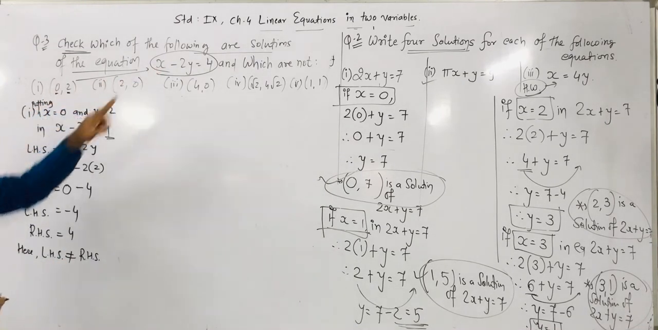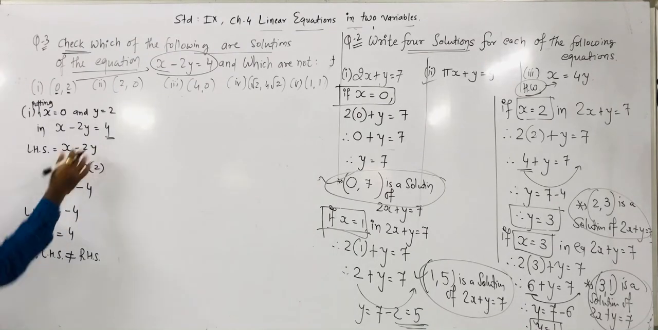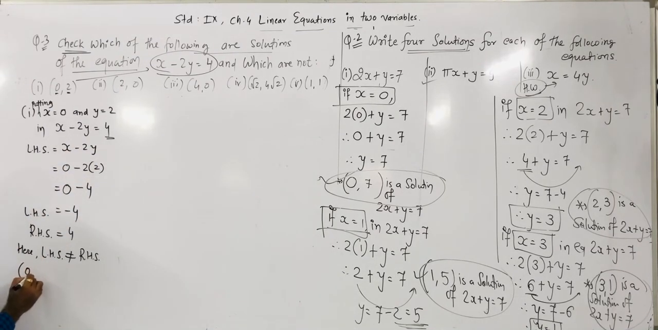(0, 2) is not a solution of x minus 2y is equal to 4. So hence we can define that (0, 2) is not a solution of x minus 2y is equal to 4.